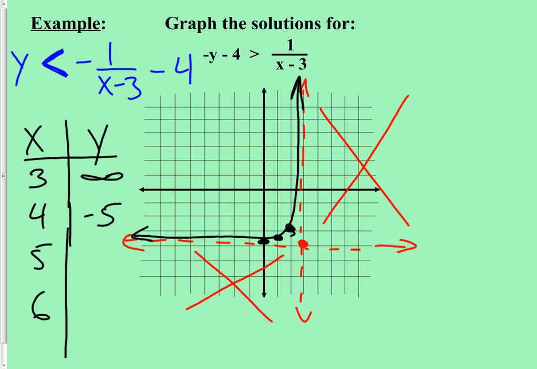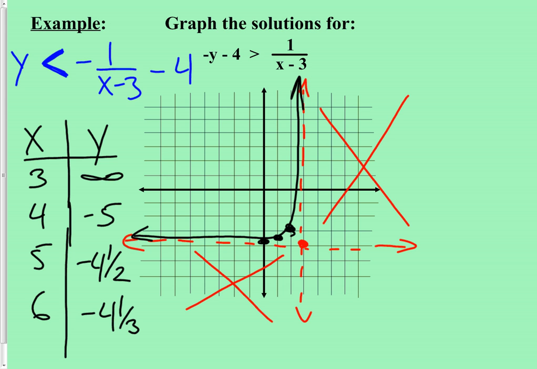When x is 5, the denominator would say 5 minus 3. That is a 2. So we have a fraction of 1/2. The negative outside makes it negative 1/2, minus 4 is negative 4 1/2. When x is 6, that would give a denominator of 6 minus 3, which is 3. 1 over 3 is the fraction. The negative outside makes it a negative 1/3, minus 4 is negative 4 1/3.